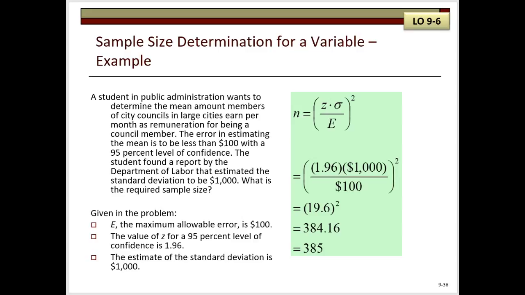To put it another way, the student will need to sample a minimum of 385 city council members in large cities in order to determine a 95% confidence estimate on the true mean monthly earnings of large city council members, so that the error of the estimate will be within $100 of the true value.